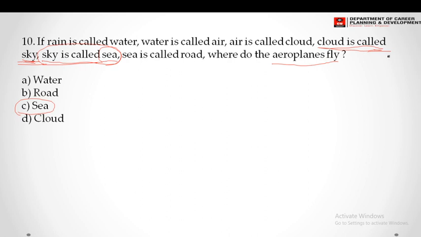So you don't have to pick that. Some students pick that cloud, but this will be wrong. This one is correct because sky is known as a sea. So sea is where aeroplane flies. In this question you don't have to use your own brain, because most students say that it's not possible for aeroplane to fly in sea.